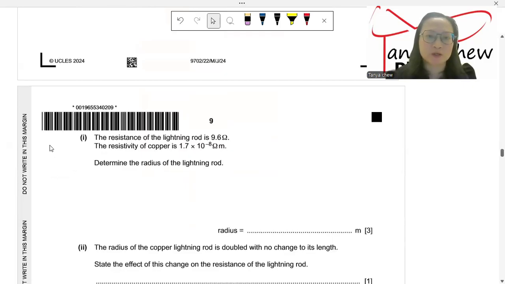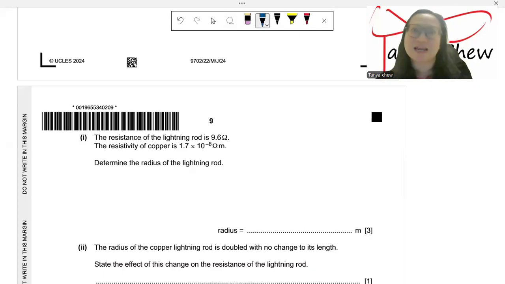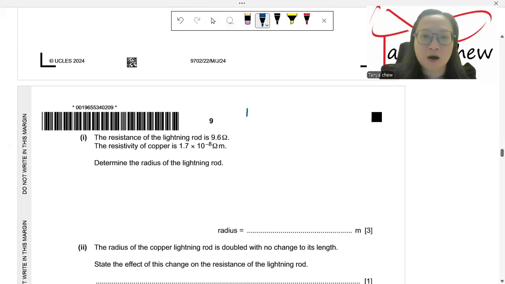Now the first part, the resistance of the lightning rod is 9.6 ohm. Resistivity of the copper is 1.7 times 10 to the power negative 8 ohm meter. Determine the radius of the lightning rod. So why do they keep on asking to find the radius? Since the resistance and resistivity are given, form an equation first. R is equal to rho L over A. Do you still remember? Right? I find my A first because A can be related to the radius.